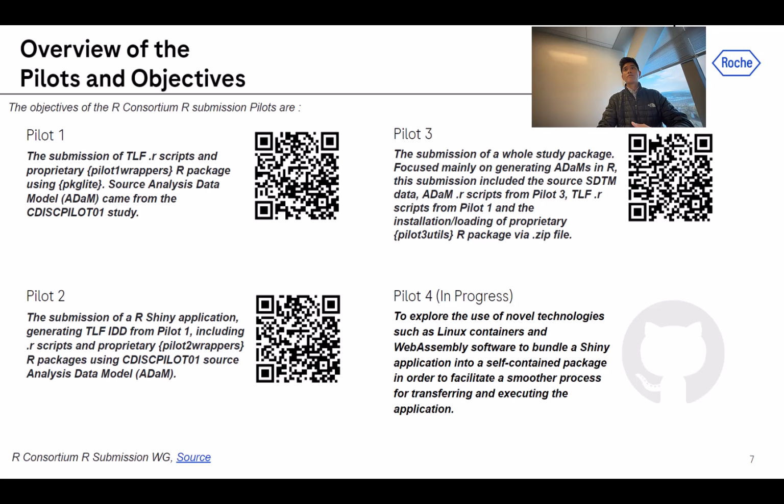So, here's an overview of the completed Pilot 1, Pilot 2, and Pilot 3 studies using R to submit to the FDA, as well as a Pilot 4 study which is currently in progress. In a nutshell, you'll see that Pilot 1 successfully submitted the R scripts of tables, listings, and figures. Pilot 2 took the R scripts from Pilot 1 to then implement the results in a Shiny R application, outputting the same results, and submitted that package to have the FDA reproduce the Shiny app results on their end.